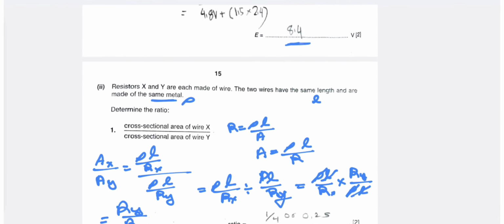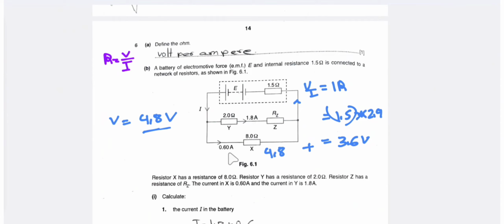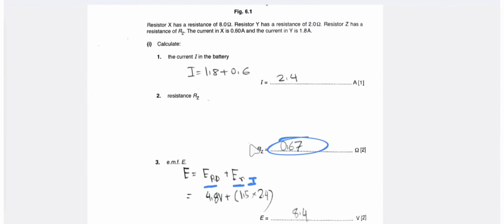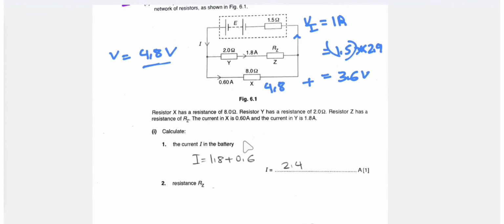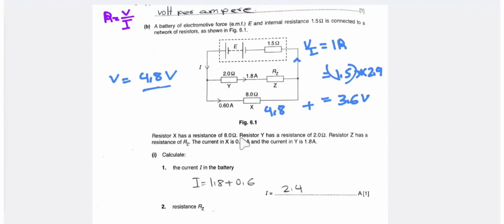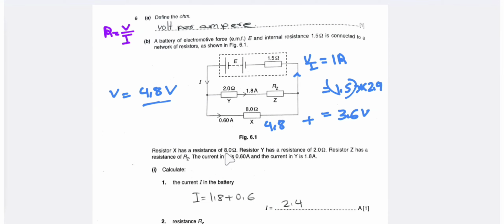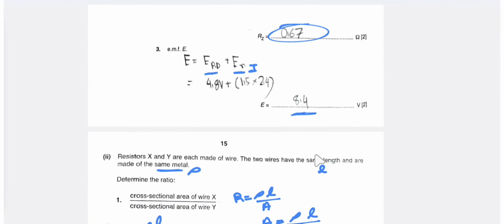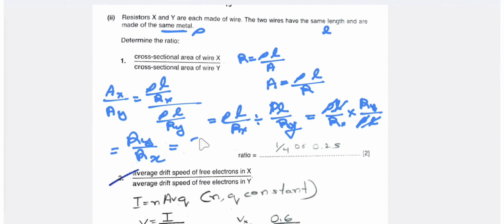So what is the resistance of Y? For Y, we calculated the resistance. The resistance of X is 8 and the resistance of Y is 2. So resistance of Y is 2 and the resistance of X is 8. If we divide this, then the ratio becomes 1 by 4.